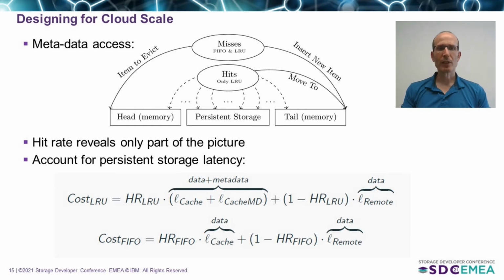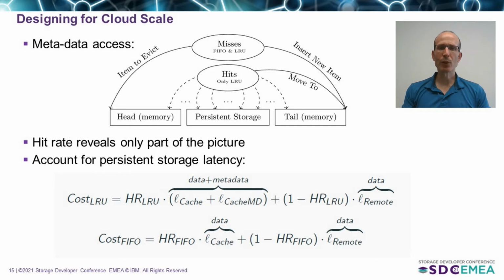While the older studies assume that the cost of the cache hit is trivial, this is no longer true. With the bulk of the metadata residing on slower persistent storage, there is a measurable cost for updating the metadata. Consequently, when evaluating FIFO and LRU admission and eviction strategies, looking at hit rate alone is not sufficient. We decided to account for the persistent storage latency using the following cost model.